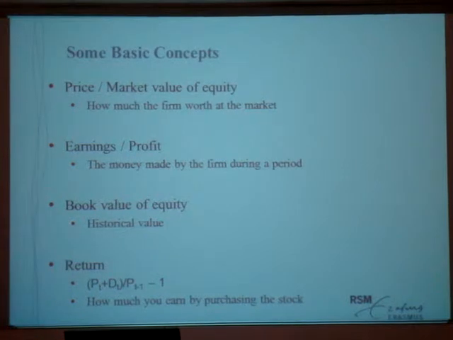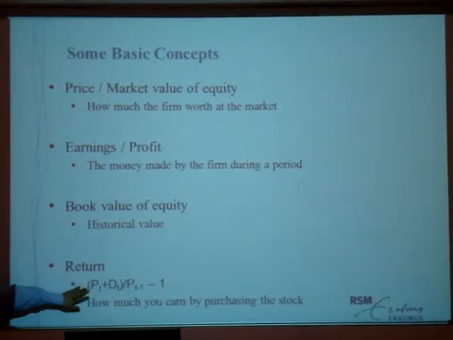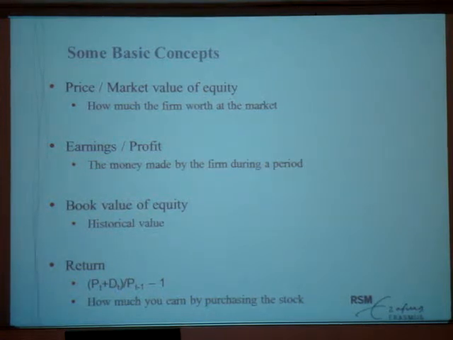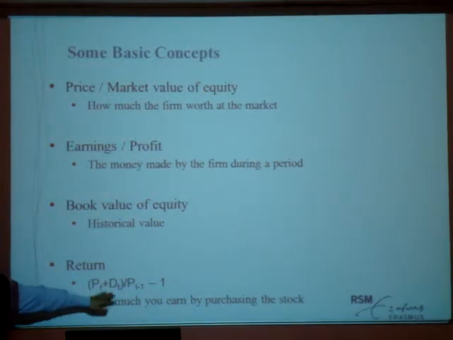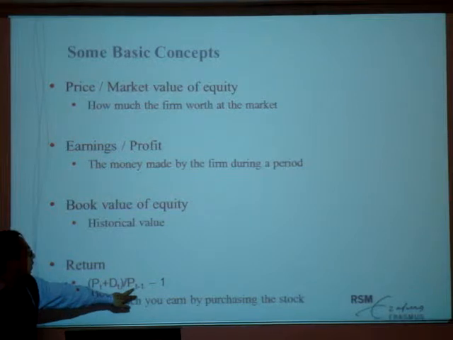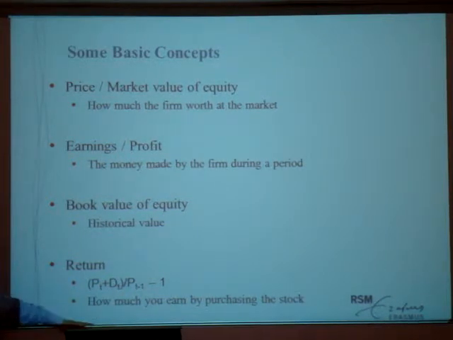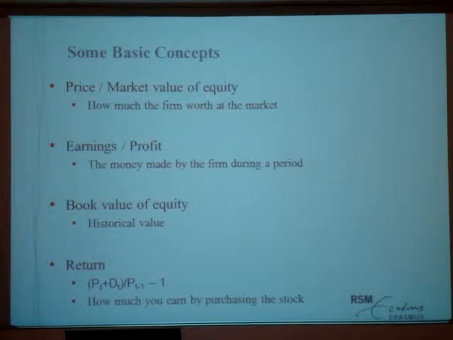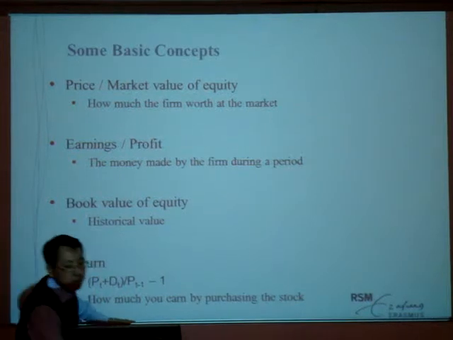Return, I don't know if you can see clearly, but basically that's what you can get based on your investment. So this is the price in this period. That's the dividend, the distribution from the firm. Usually that's 0 in China. So T minus 1, that's the price you paid last period. And minus 1, that's the return you get. Okay? That's how much you earn by purchasing the stock.